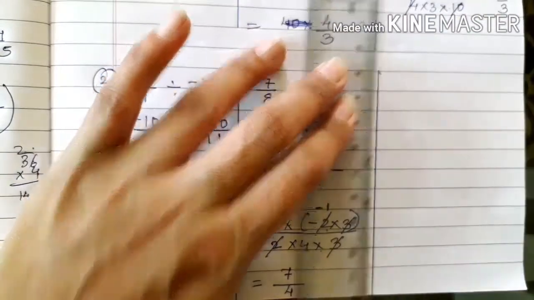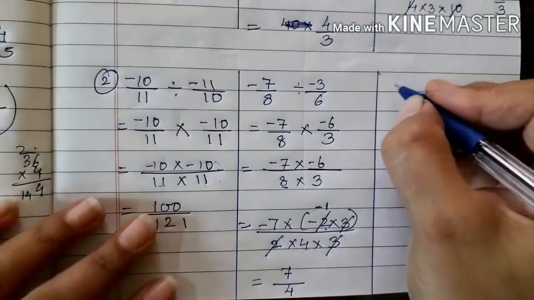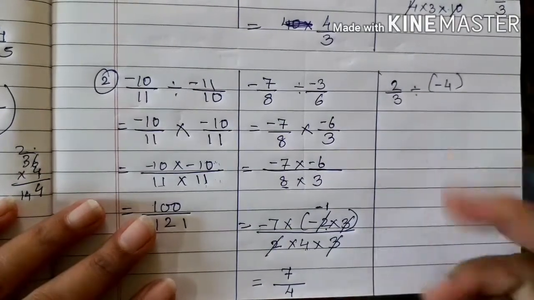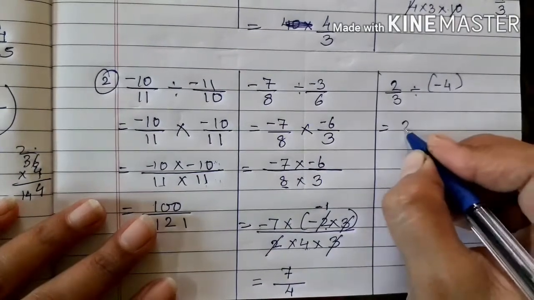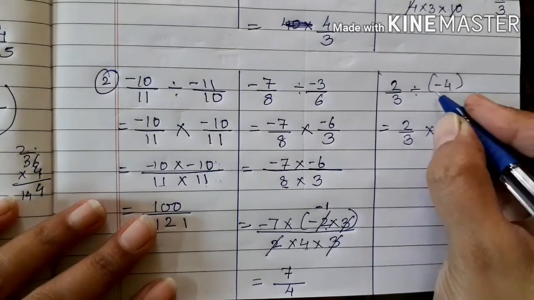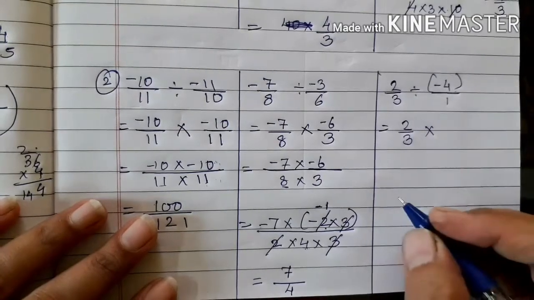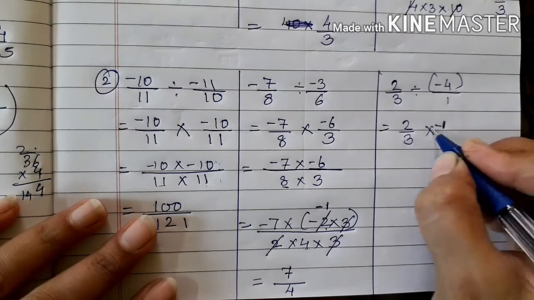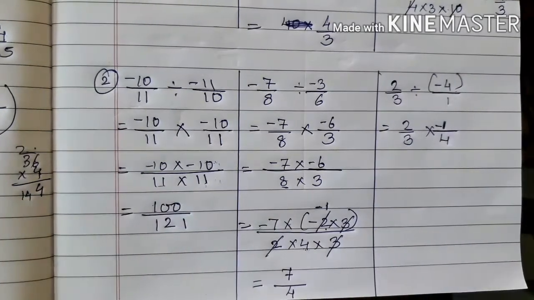Fourth sum, when there is no denominator given, only the numerator is given, what we have to do? We have to place the denominator. When there is nothing, we have to place 1 over here. So multiplied by minus 1 upon 4. Right?